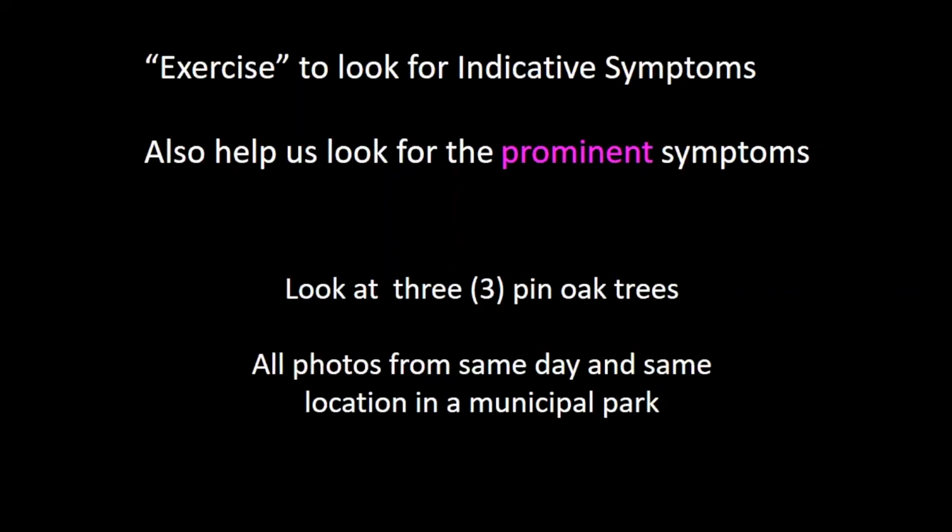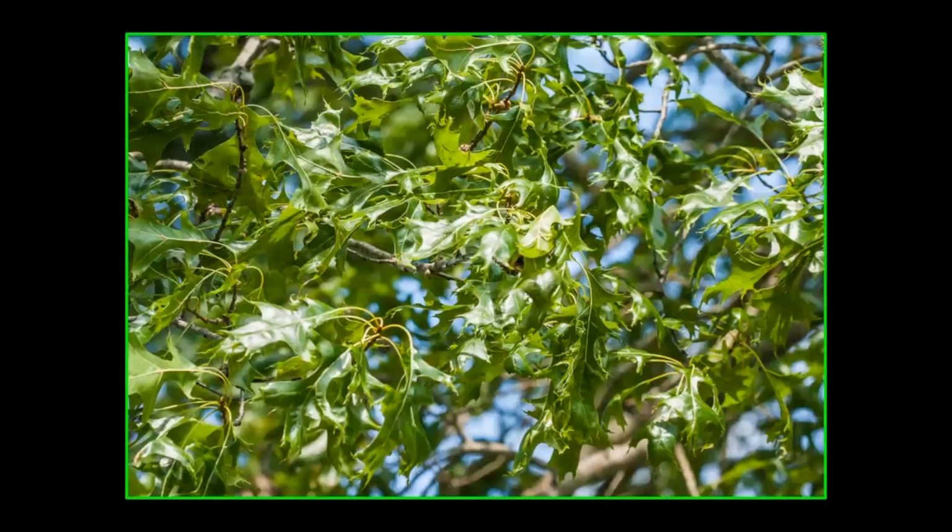And so here's one of those exercises. We're going to look at photos from 3 pin oak trees. I want to let you know that all these photos were taken on the same day at the same location in a municipal park in South Central Illinois in this case. We're going to try to see if we can spot the prominent indicative symptoms on these leaves. So here's the first photo. Okay, I'm going to let you look at it for just a moment and see what you can see here. And then I'm going to show you what I see as the prominent symptom or symptoms in each photo.